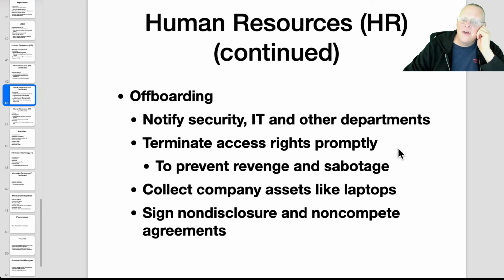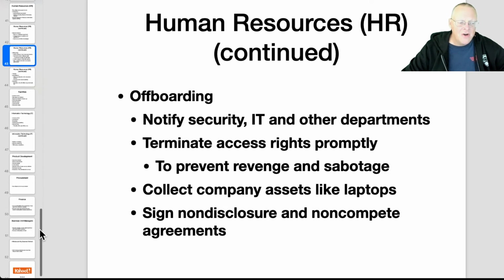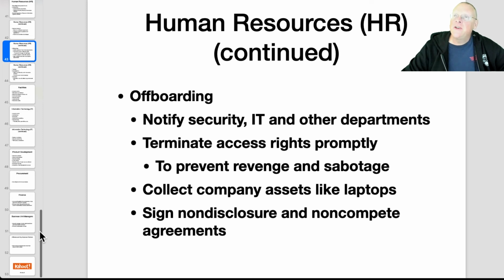One thing you have to do is immediately terminate their access rights on the system. So especially if it's a hostile firing, they can't execute revenge and sabotage on the system. Then collect all the assets, sign various agreements like non-disclosure, and in non-California states, non-compete. Those are not legal here. I've had some people tell me they were forced to sign them here, but I've been told they will not take effect in court.